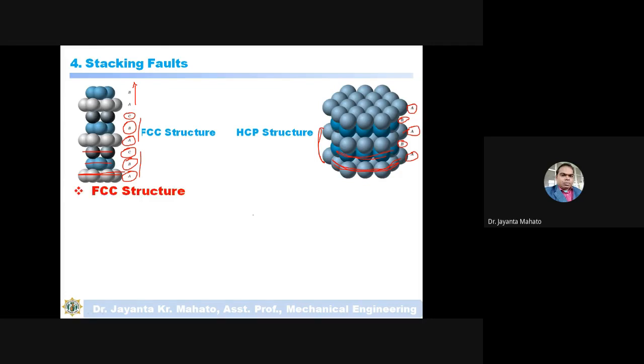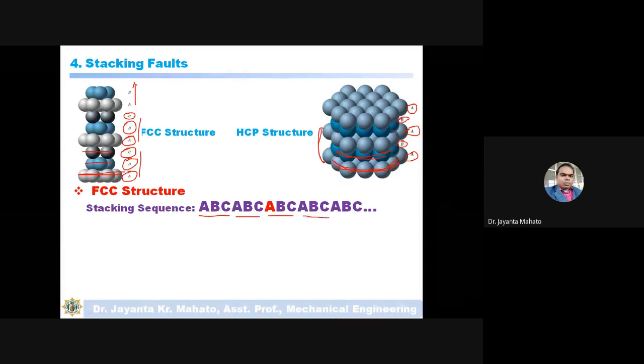So in case of the FCC structure, the stacking sequence is ABC. So ABC, then again ABC, then again ABC, ABC, ABC, like this. So this is the regular crystal structure of FCC.